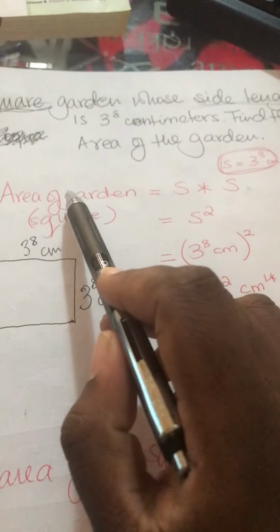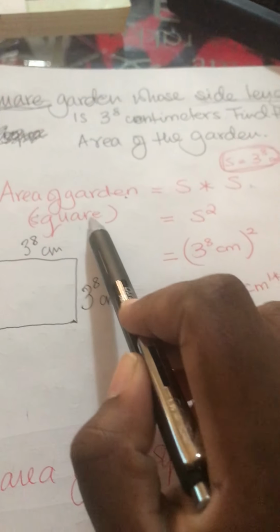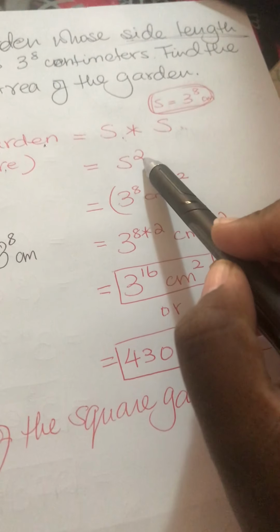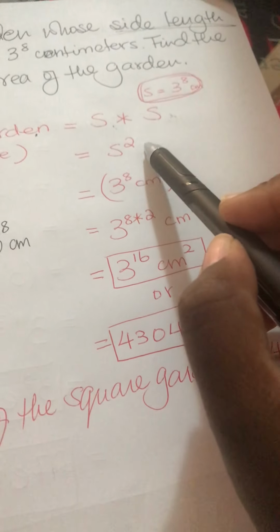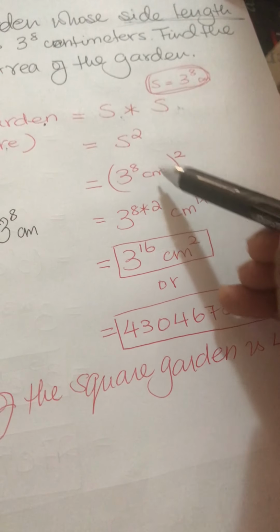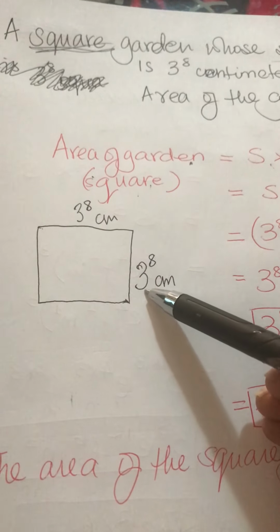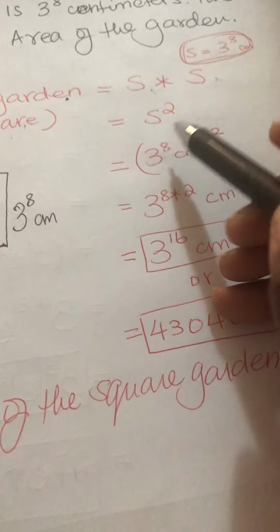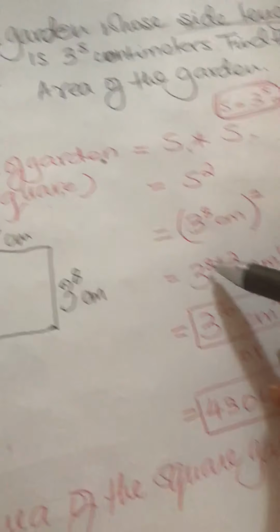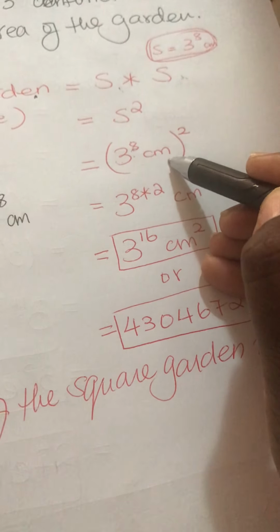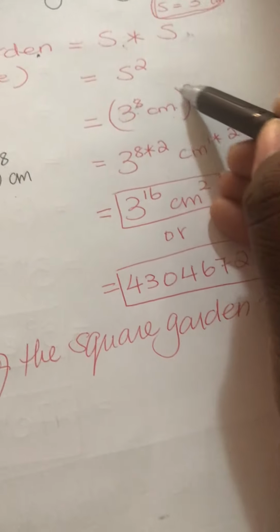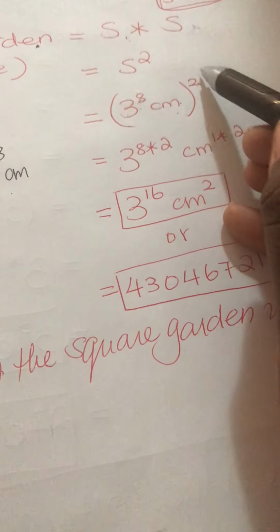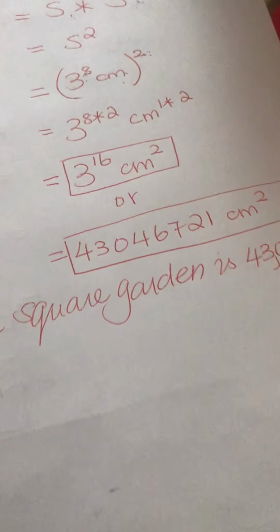So, area of a garden or area of a square, this is the formula. Side times side. And side times side means s squared. So I can just write my bracket and write the s. My s is 3 to the 8th power centimeter because that's the side. Just the same way, I'm going to enclose it in a bracket and square because I need to square my sides to get the area. Okay?